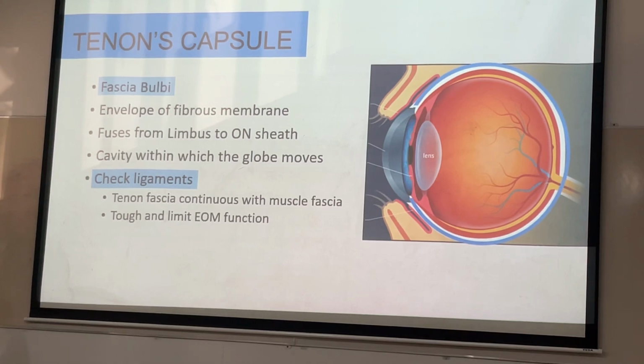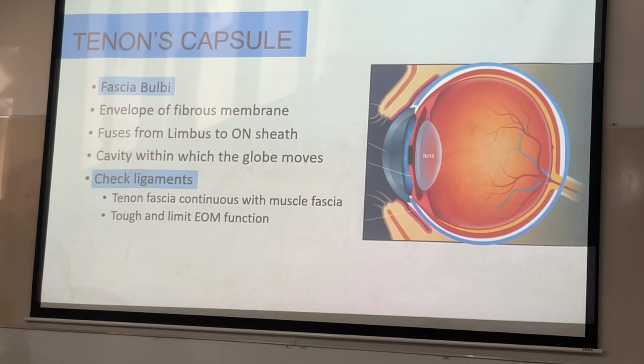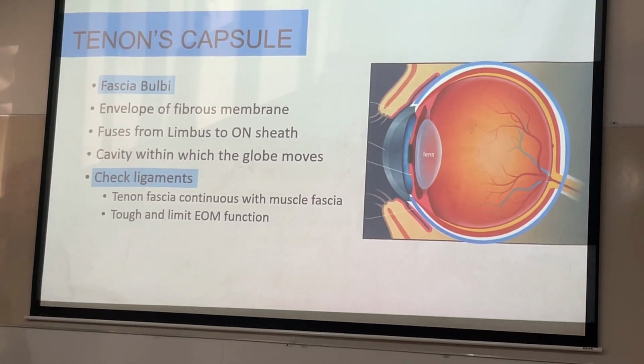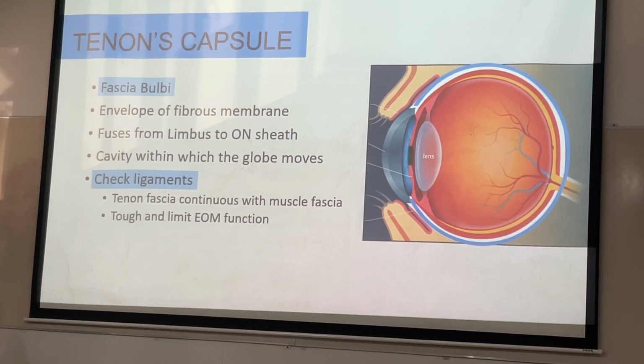So check ligaments are tenon fascia, which are continuous with your muscle fascia. So muscles are also inserted within the sclera. So the tissue known there is your check ligaments.